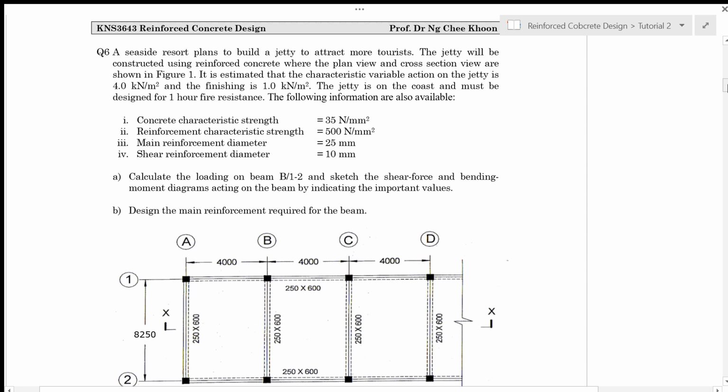bending moment diagrams acting on the beam by indicating the important values. And then secondly, you need to design the main reinforcement required for the beam, including all the checkings. So it's a full design of a beam in this particular example.